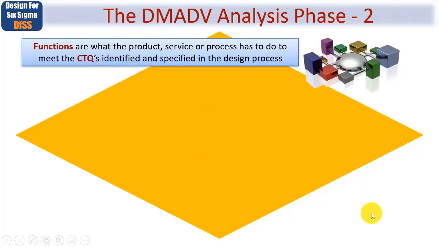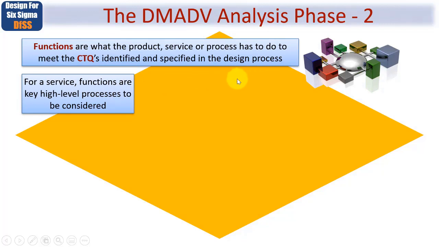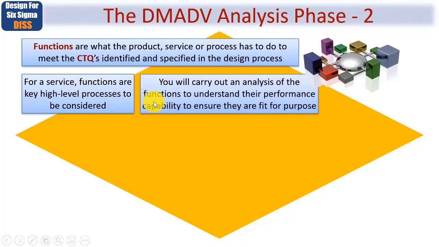So staying in the analysis phase, functions are what the product, service or process has to do in order to meet the critical to quality elements identified and specified in the design process. So for a service, functions are key high-level processes that need to be considered, and you will carry out an analysis of the functions to understand their performance capability and to ensure that they're fit for purpose.